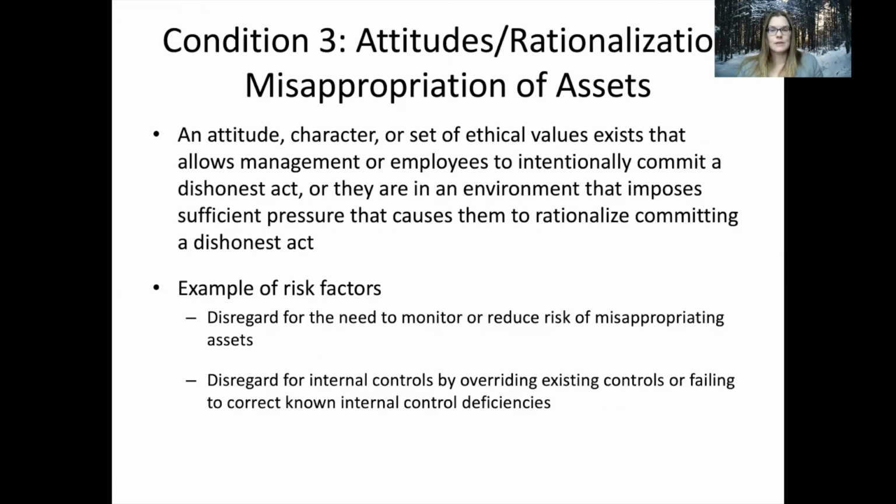And lastly, risk factors for rationalization with respect to misappropriation of assets. This could be, again, if the organization has a general disregard for monitoring and oversight, or a general disregard for internal controls. So a lot of this can go back to tone at the top, filtering down to the employee level and the individual department level at an organization.